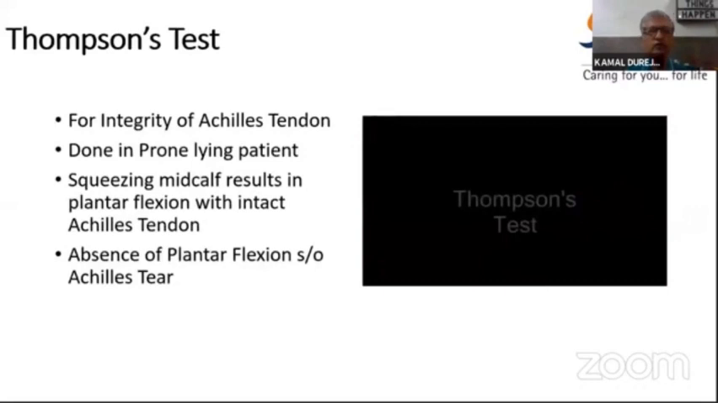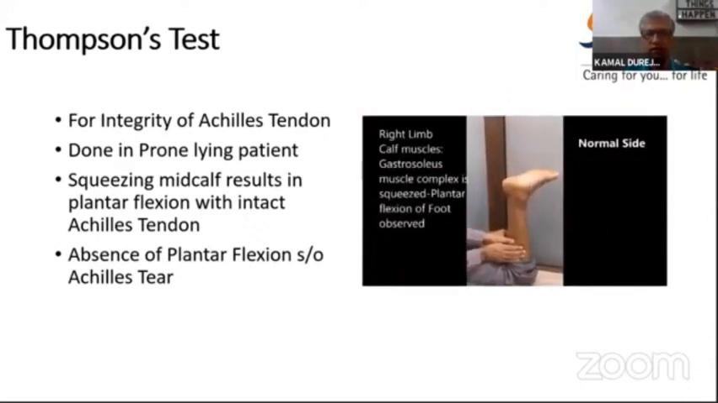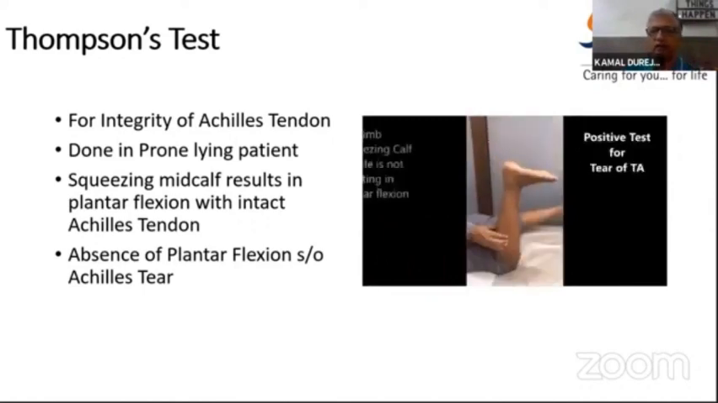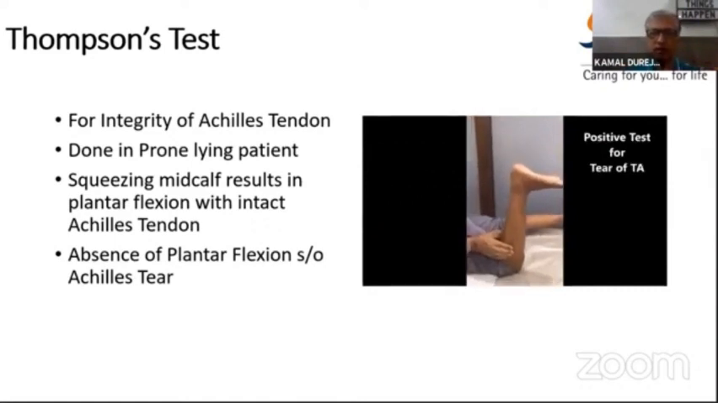So next we go to Thompson's test. Thompson's test is done for integrity of the Achilles tendon. If you see it on the right side, when I'm squeezing the gastrosoleus, there is plantar flexion. But while I'm doing it on the affected side, squeezing is not producing any plantar flexion. So absence means that the test is positive for Achilles tear.